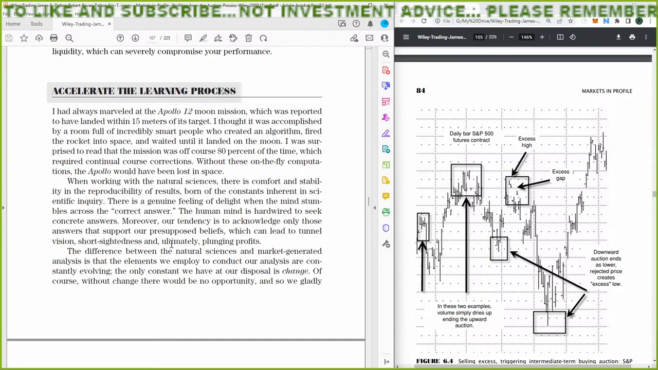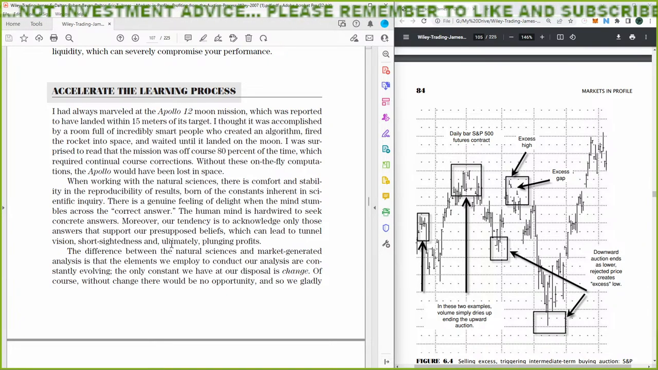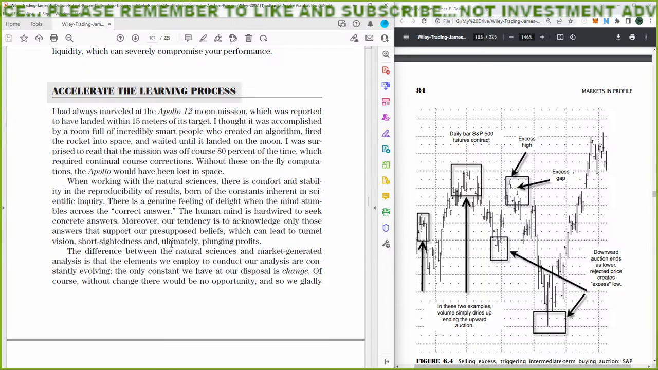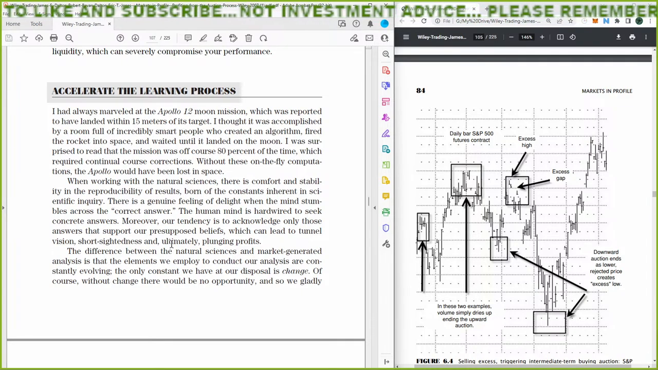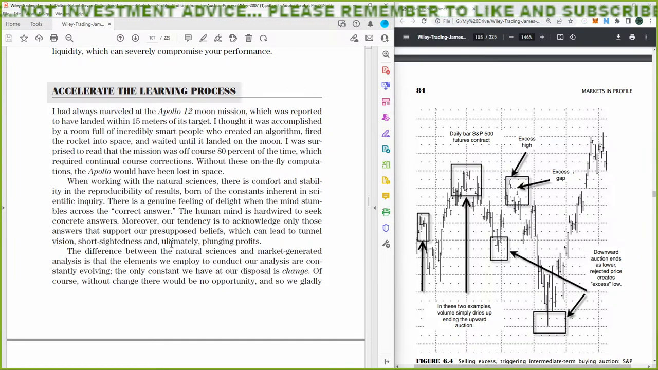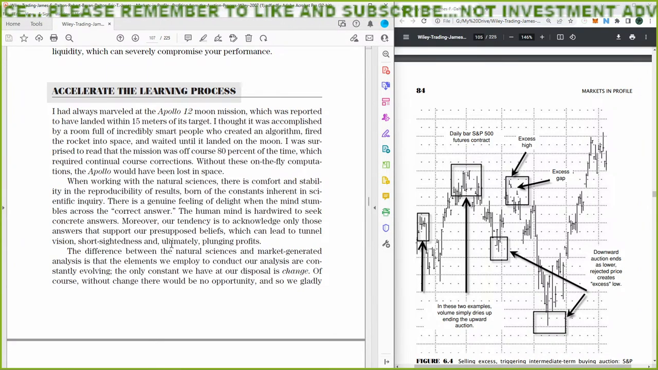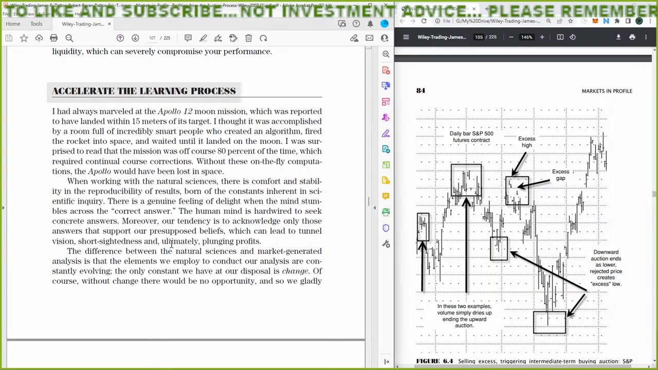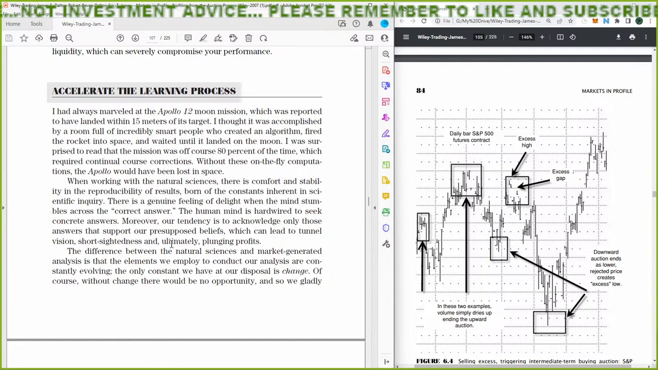When working with the natural sciences, there is a comfort in stability, in the reproducibility of results, both of which are constants inherent in scientific inquiry. There's a genuine feeling of delight when the mind stumbles across the correct answer. The human mind is hardwired to seek concrete answers. Moreover, there is our tendency to acknowledge only those answers that support our presupposed beliefs, which can lead to tunnel vision, short-sightedness, and ultimately plunging profits. The difference between the natural sciences and market-generated analysis is that the elements we employ to conduct our analysis are constantly evolving.